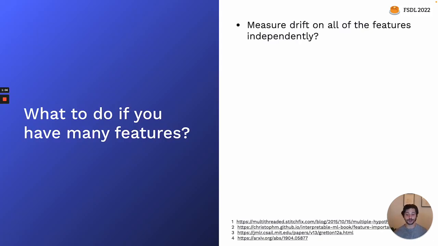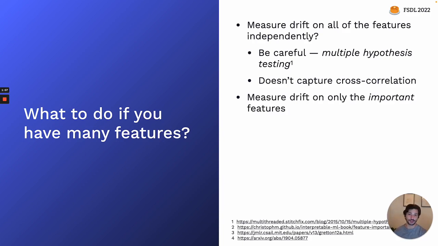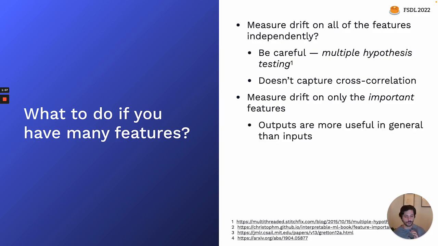One thing you could consider doing is just measuring drift on all of the features independently. The problem that you'll run into there is if you have a lot of features, you're going to hit the multiple hypothesis testing problem. And secondly, this doesn't capture cross correlation. So if you have two features and the distributions of each of those features stayed the same, but the correlation between the features changed, then that wouldn't be captured using this type of system. Another common thing to do would be to measure drift only on the most important features. One heuristic here is that, generally speaking, it's a lot more useful to measure drift on the outputs of the model than the inputs.